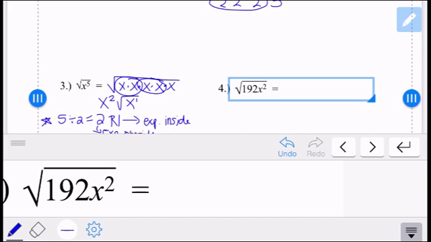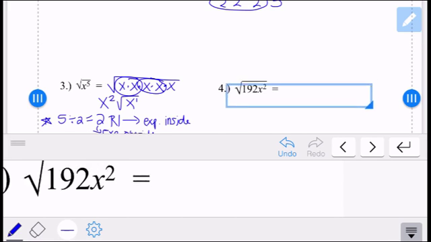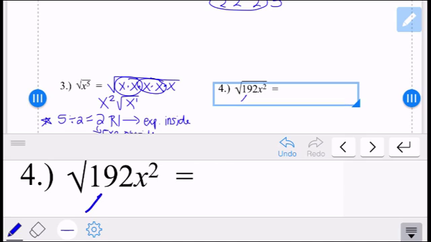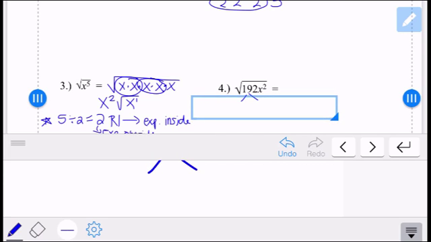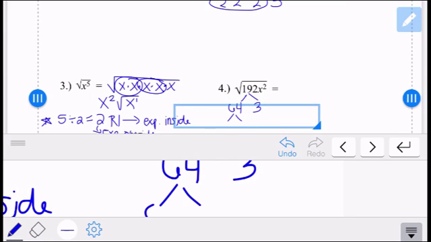Okay, and then doing this, so 192. We need to think of some factors for that guy. So let's think of that. You can try some different things. It's even, so you could always try to divide by 2. But this also, if you try some other things, try some other perfect squares, well, 64 ends up being a result. And 64 times 3 are the 2 factors of 192. And then 64 is 8 and 8. So we know we can take an 8 out.